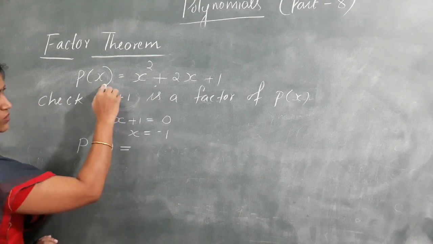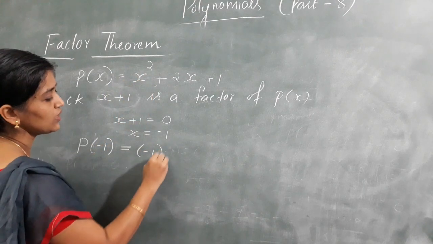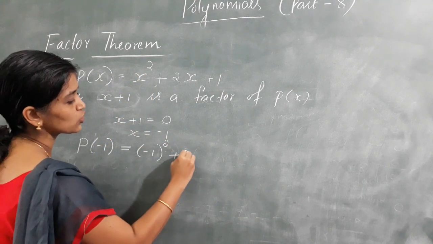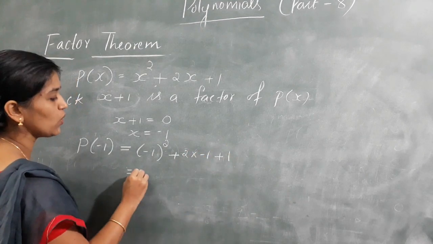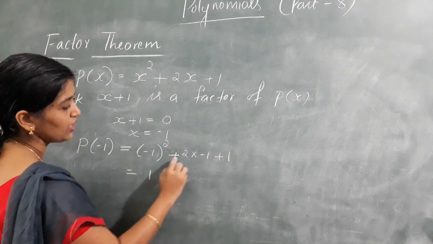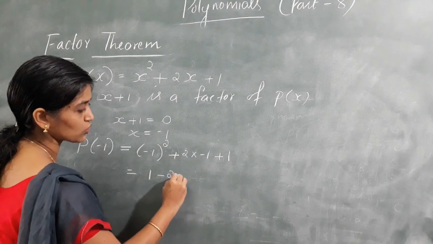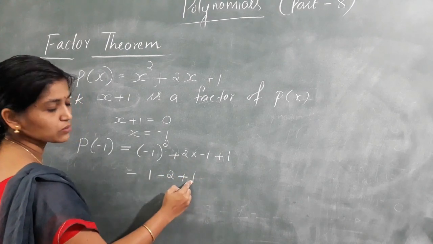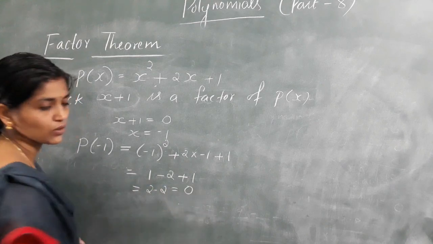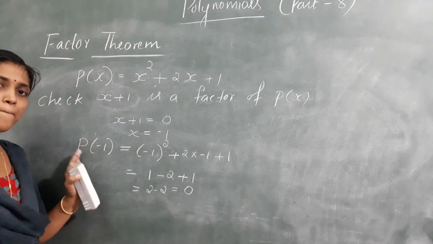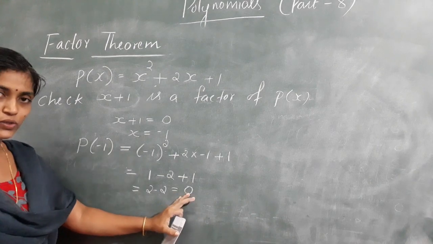What is p of minus 1? It is minus 1 whole square plus 2 into minus 1 plus 1. Minus 1 whole square is plus 1. 2 into minus 1 is minus 2. Plus 1, so 1 plus 1 is 2. So we get 2 minus 2, which is equal to 0. So what do we get here? p of minus 1 is equal to 0.